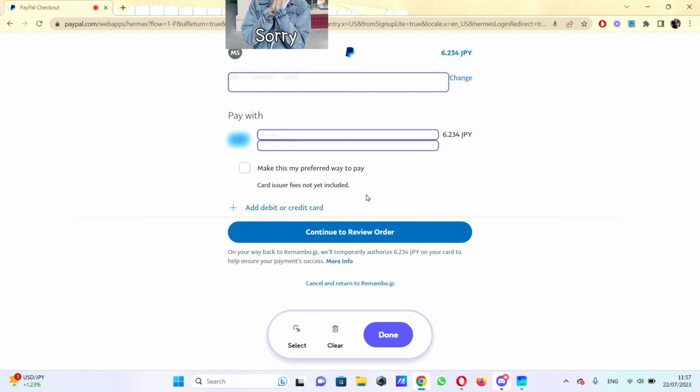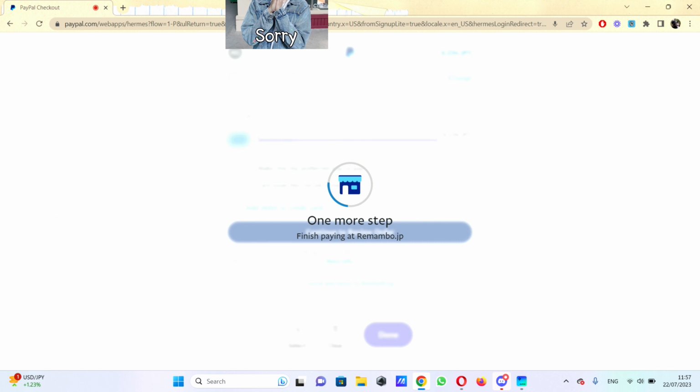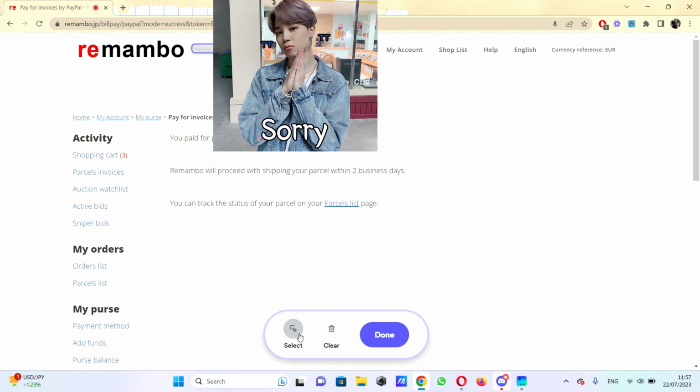And then we're gonna click on continue to review order. And then that's it. It says you paid for your parcel shipping costs and that they will proceed shipping your parcel within 2 business days. And then you can go to parcels list, find the tracking number over there, but they will also send you an email once it's been shipped with the tracking number, so you can just track it with the FedEx app in my case, or the DHL app, or just their website, either or.